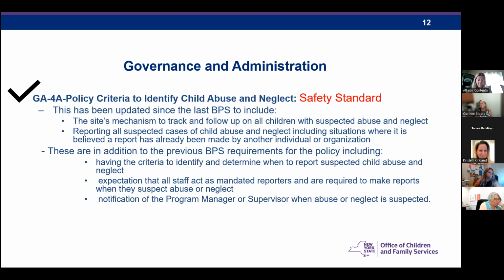So programs should make sure that you're reviewing really closely with staff the new policy and procedures, so that they're aware of their responsibilities when it comes to reporting suspected cases of child abuse and neglect. And so the new requirements include that sites have to have a mechanism to track and follow up on all children suspected of abuse and neglect, and reporting all suspected cases of child abuse and neglect, including situations where it's believed a report has already been made by another individual or organization.